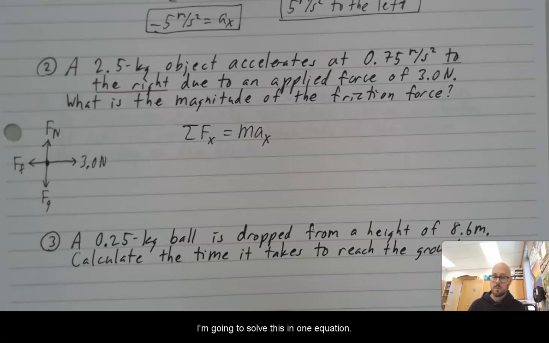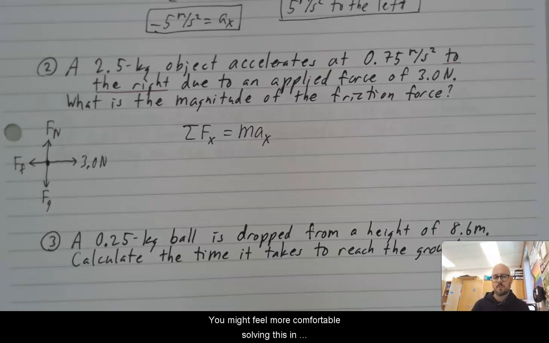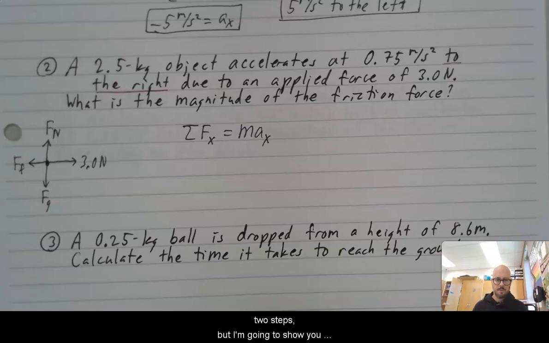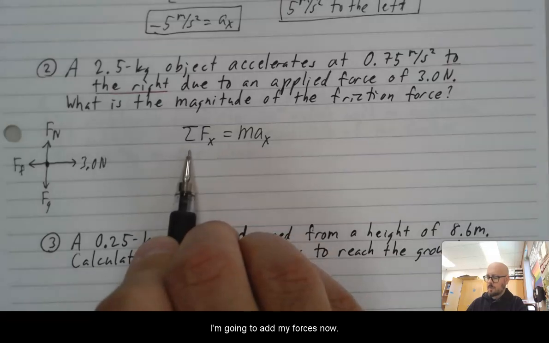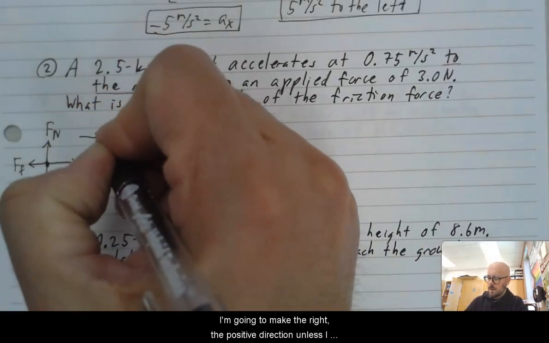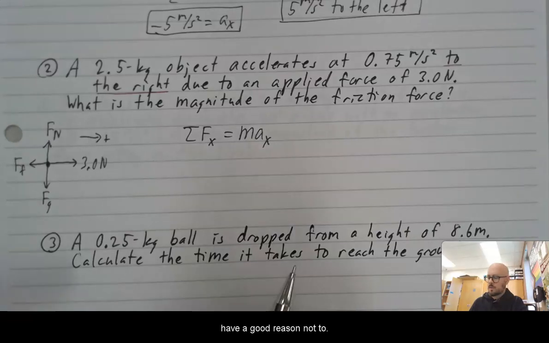I'm going to solve this in one equation. You might feel more comfortable solving this in 2 steps, but I'm going to show you how to do it in one because I think it's the better way to do things. I'm going to add my forces. Now, I'm going to make the right the positive direction unless I have a good reason not to.